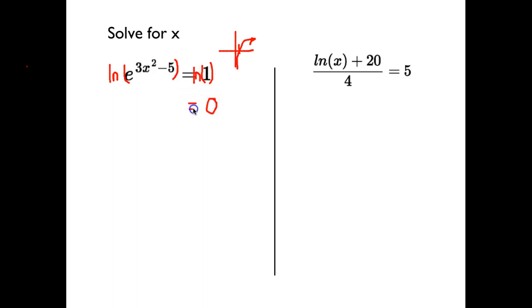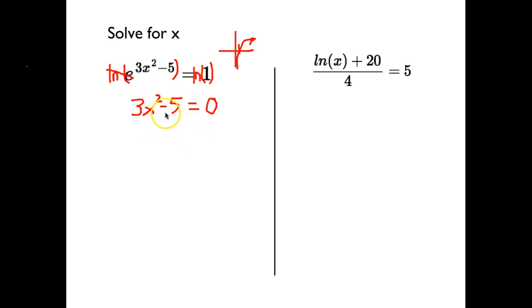And then over here on this other side, the natural log and e cancel each other out. They're inverses of each other. And this becomes your only term on the left-hand side. It's no longer an exponent. It's 3x squared minus 5. That's all we have over here. If you want to know more, it's difficult to explain stuff on here because I can't really draw, but just ask me and I can explain it a lot better.